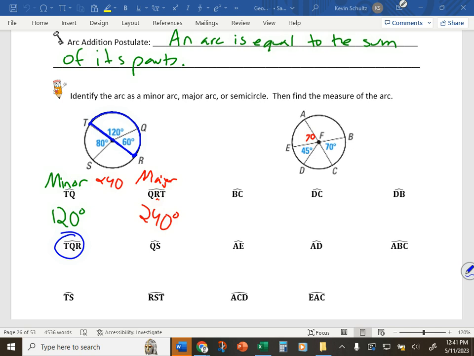We know it's the diameter of the circle because the 2 angles that make up this arc, T center over to Q and R center to Q, add up to 180. If these 2 angles add up to 180, it means this arc measure has to be 180 as well. Therefore, it's a semicircle.